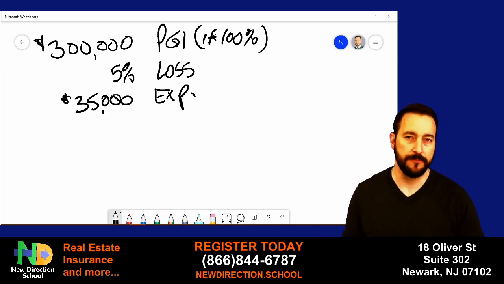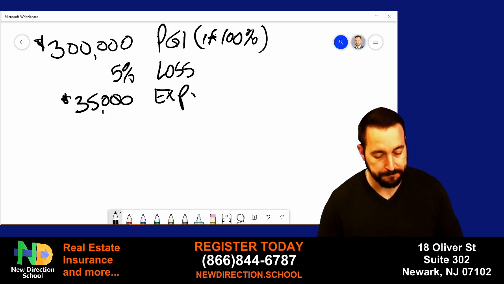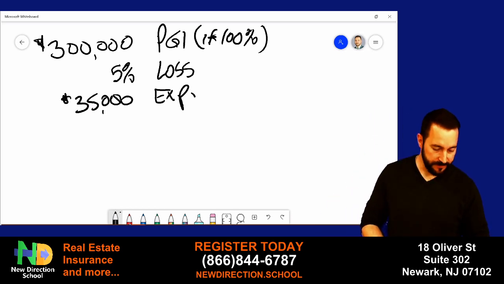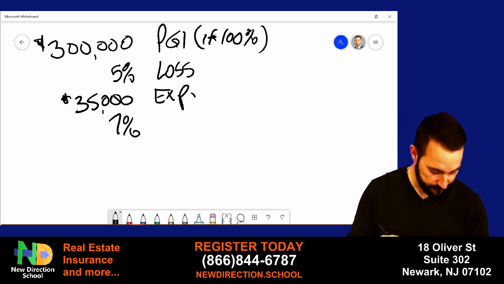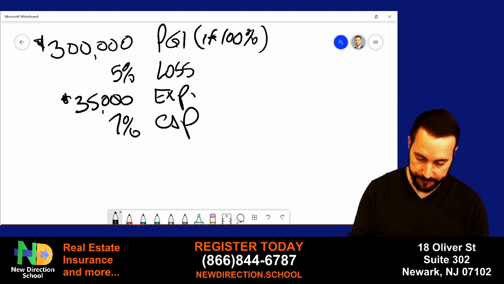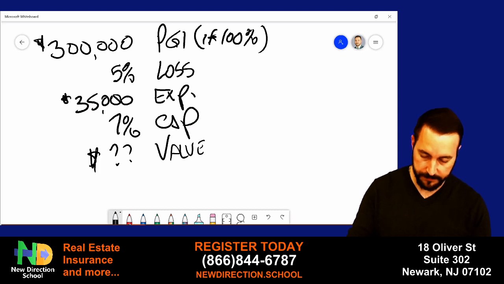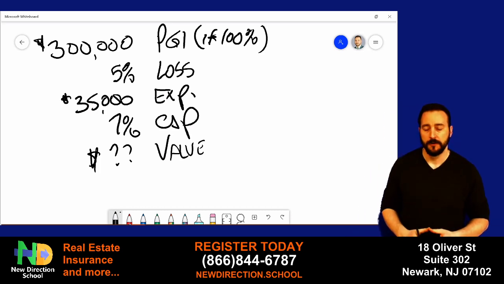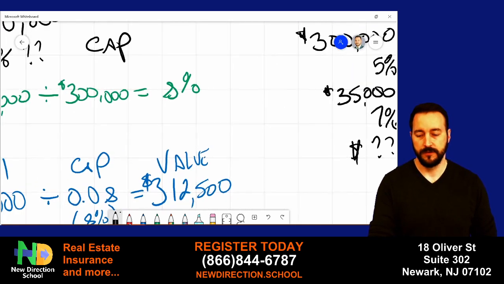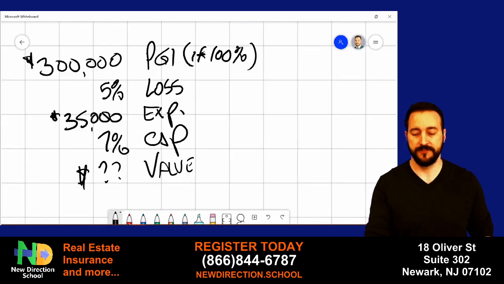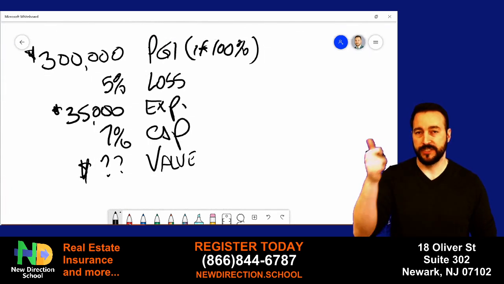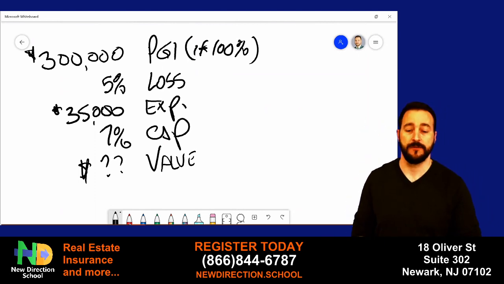But what if they're asking, what is the value of the property if the cap rate is 7%? Value. Okay, so now we complicate it a little bit more. Because in the previous example I gave you, all I did was NOI and value. In this different type of question, they have the potential gross, they have the vacancy loss, they have the expenses, they have the cap. What is the value, right?